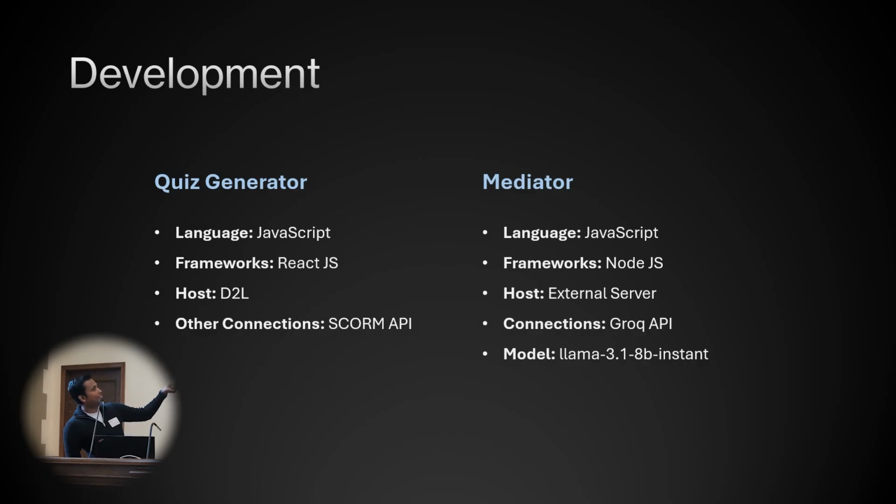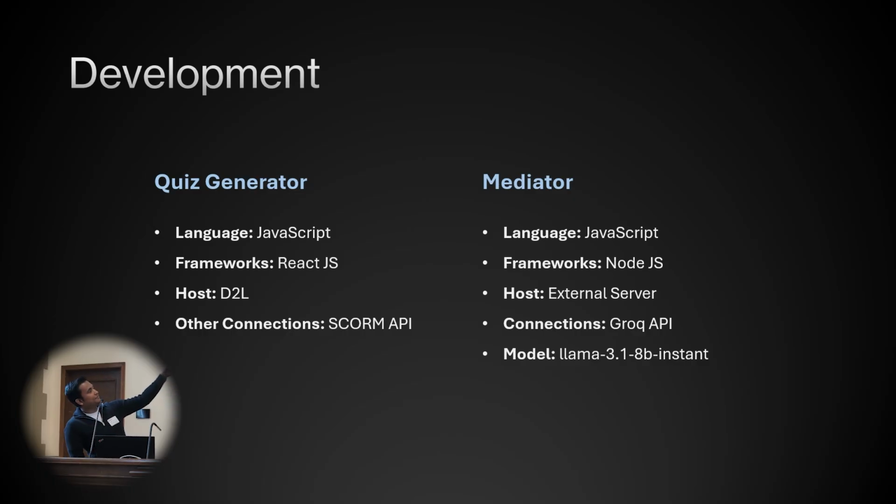And then there are other connections. The SCORM API. We are able to use the SCORM API so that when the LLM gives us feedback with all the grading, the total grade is calculated, and we can directly write it into the grade book. So we don't have to worry about grabbing students' information. This would automatically do that. So that's a part of the quiz generator.